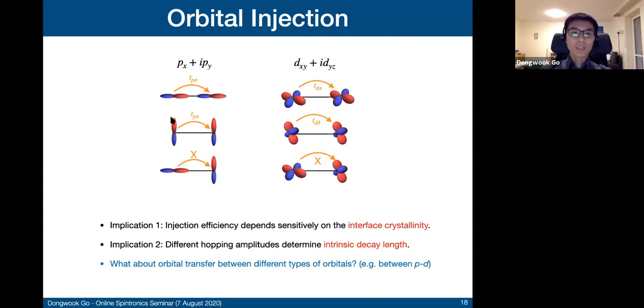You could also consider this kind of hopping integral and which kinds of hoppings are allowed for p and d pairs. This is essentially the Slater-Koster parameters, and you can always find two pairs where this information of the orbital superposition is maintained in a way that orbital moment is transferred from p to d. So you don't have to worry about which orbital, p or d, we are talking about.